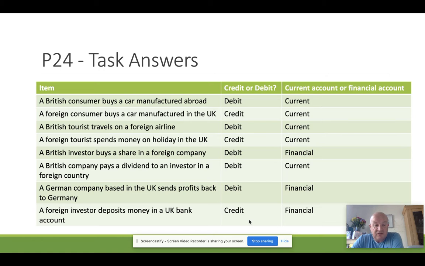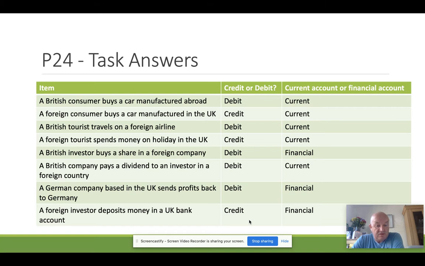Let's take a look at the next one then. A foreign consumer buys a car manufactured in the UK. Well, that's pretty much the opposite of what we just looked at there, isn't it? Okay, so that would be a credit, because essentially we as a country are exporting that car to the foreign consumer, and that would be a credit in our current account. That would be money coming into the country, wouldn't it, essentially? So trade coming into the country.